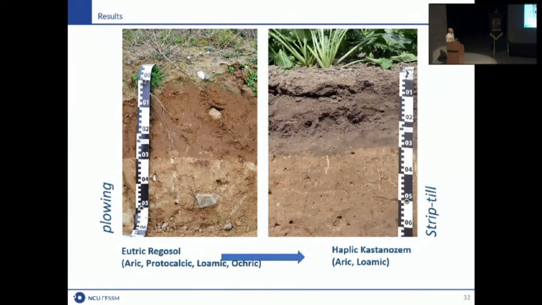So you can see the example of this soil is still plowed, and the amount of, for example, organic carbon is only 0.5%. You can see the color is almost like just the glacial till, and here we have almost 2 times more after 15 years of not plowing, just changing into the strip till.